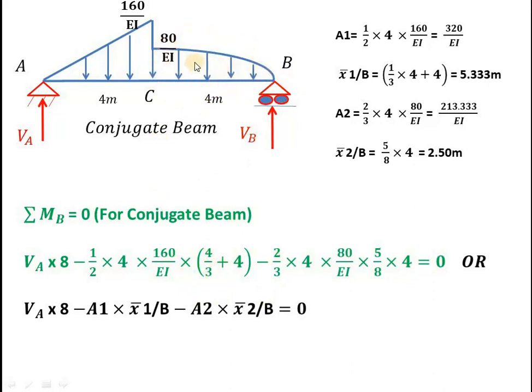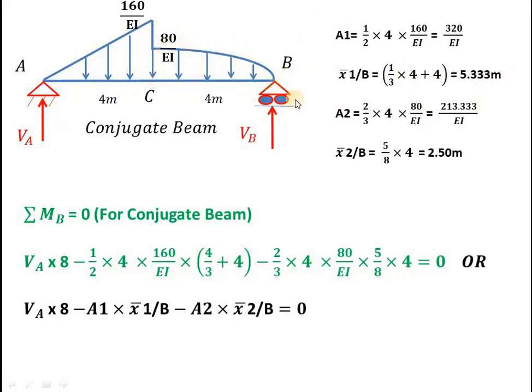Now the area of this parabolic diagram will be 2/3 of the rectangle covered by that parabola. That is 2/3, base is 4, height is 80 by EI. The CG distance from B will be 5/8 of the base, that is 5/8 of 4. Or even if you want to simplify this, these areas we can calculate separately, like this as A1 and this as A2. So A1 is 1 by 2, 4 into 160 by EI. This is the area between A and C. X1 bar means the distance of CG of this portion AC from B. So this is 1 by 3 of 4 plus, from here to here, it will be 4. That is 1/3 of 4 plus 4, it will be 5.33.